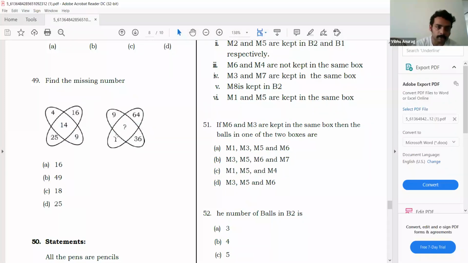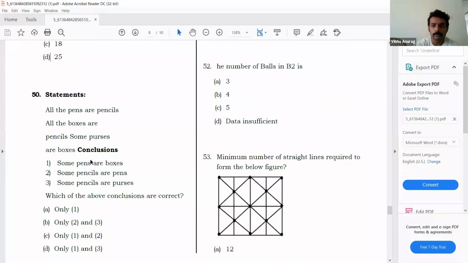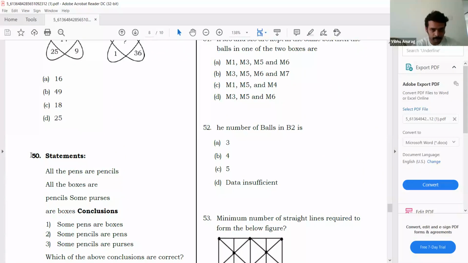Similarly here, 1 root is 1, 9 root is 3, 64 root is 8, 36 root is 6. 1 plus 3 is 4, 4 plus 8 is 12, 12 plus 6 is 18. So for 49, you should get C, that is 18. Did you get 18 for question number 49? Got 18.